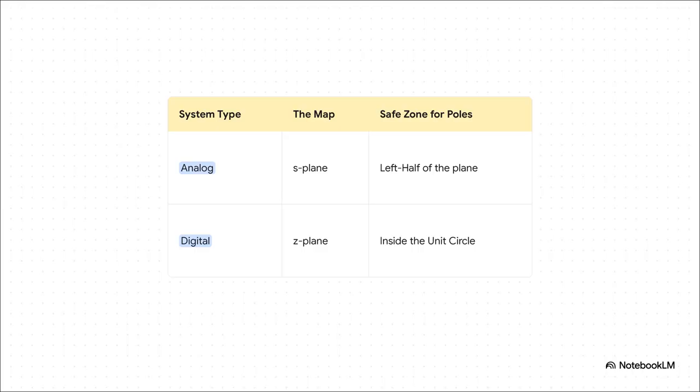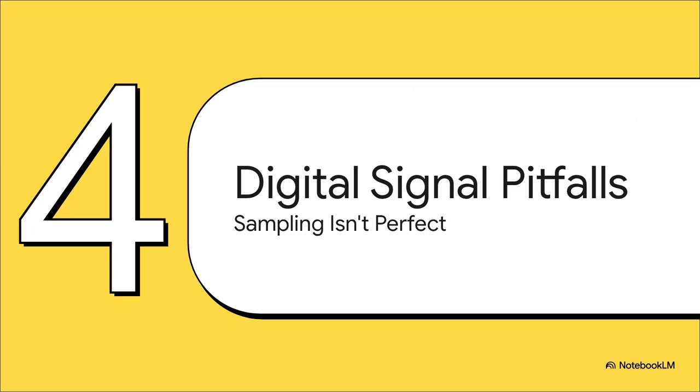And this table just lays it all out perfectly. For analog systems on the S-plane, the safe zone for poles is the entire left half of the plane. For digital systems on the Z-plane, the safe zone is inside the unit circle. It's the exact same principle, just a different map for a different type of system. But going digital isn't just about a new map.